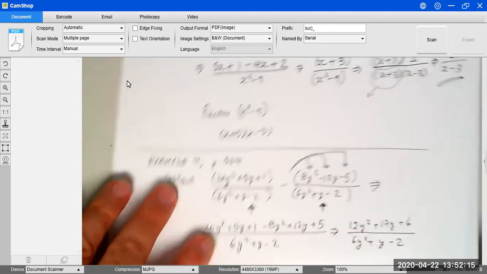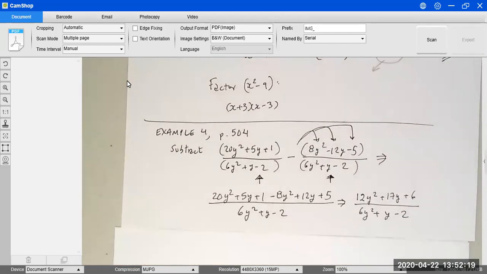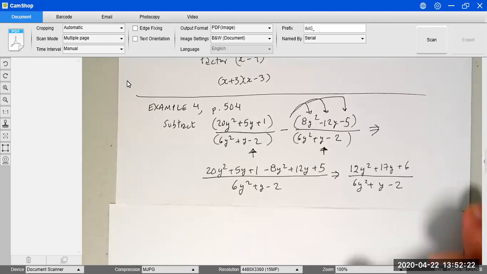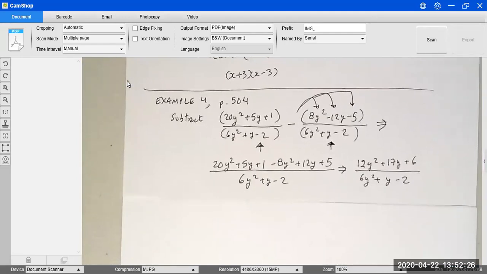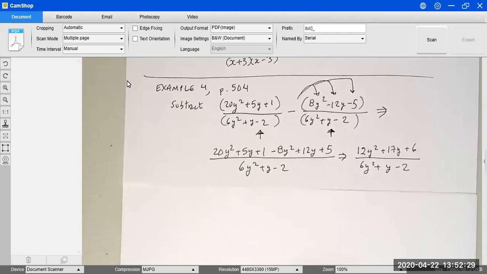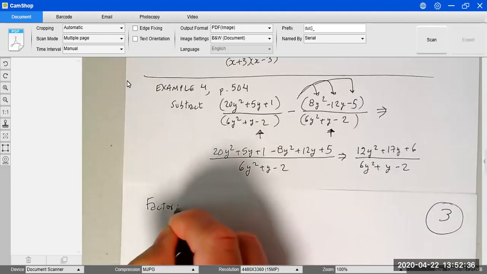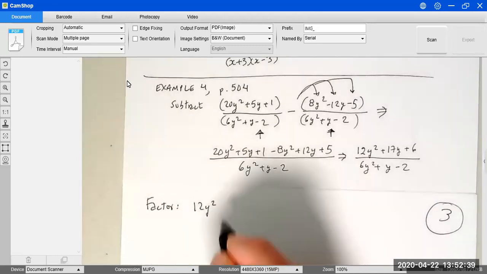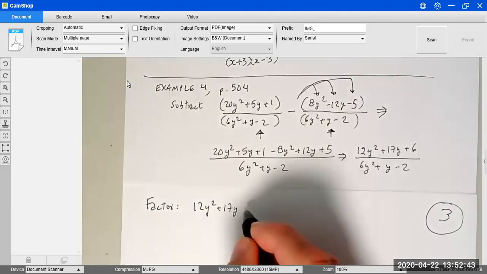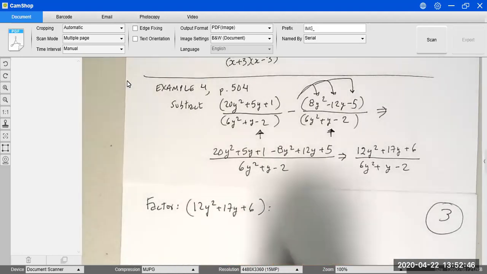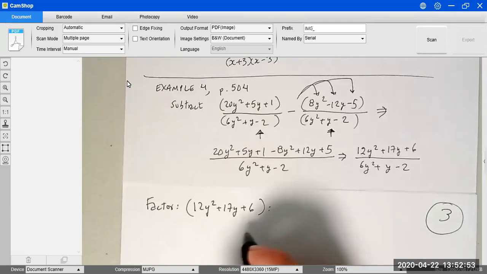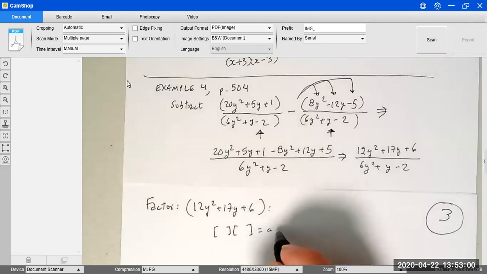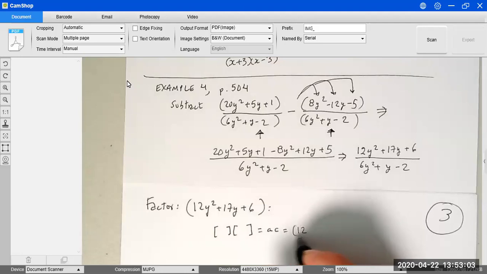We need to simplify this last rational expression. So let's see, it's going to be a lot of work because now we have two trinomials that we need to factor. So let's start, let's try to find the factors. So we're going to have to factor 12y squared plus 70y plus 6. So that's the first one. So let's see. We're going to get two numbers that when I multiply them, I'm going to get AC, which is 12 times 6.